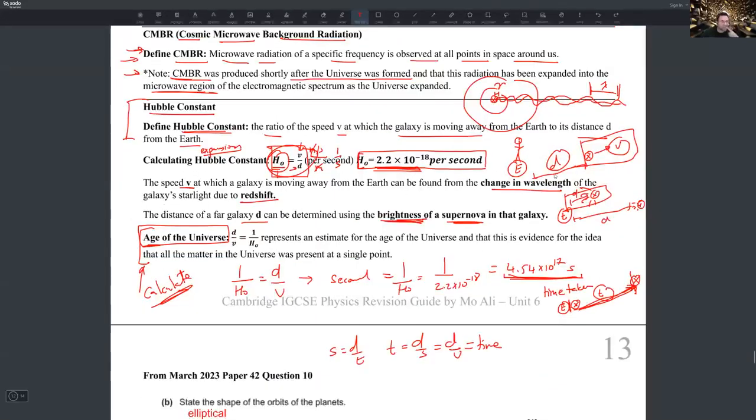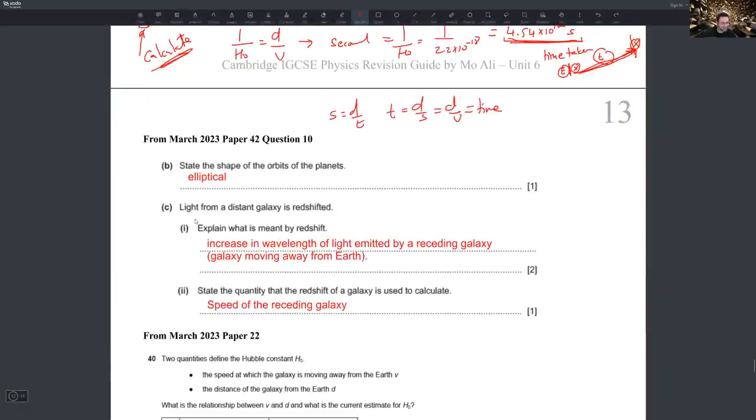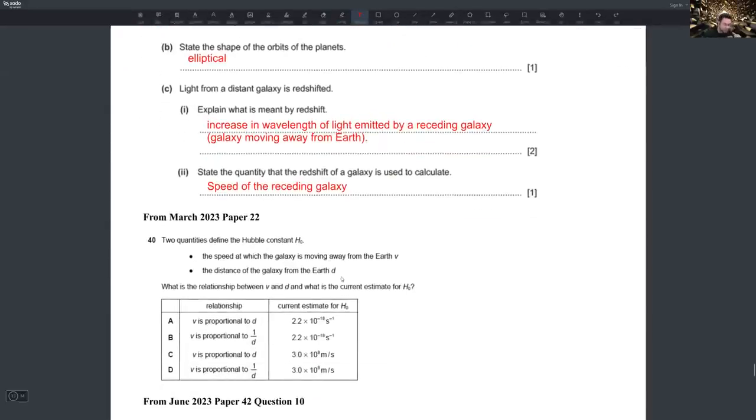is found from the change in wavelength, which is redshift. You need to understand, redshift is the change in wavelength, an increase in wavelength. So what do we use redshift, which is the change in wavelength, to calculate? The speed of that galaxy. Okay? Because the word redshift, Ahmed, is the change in wavelength or increase in wavelength.